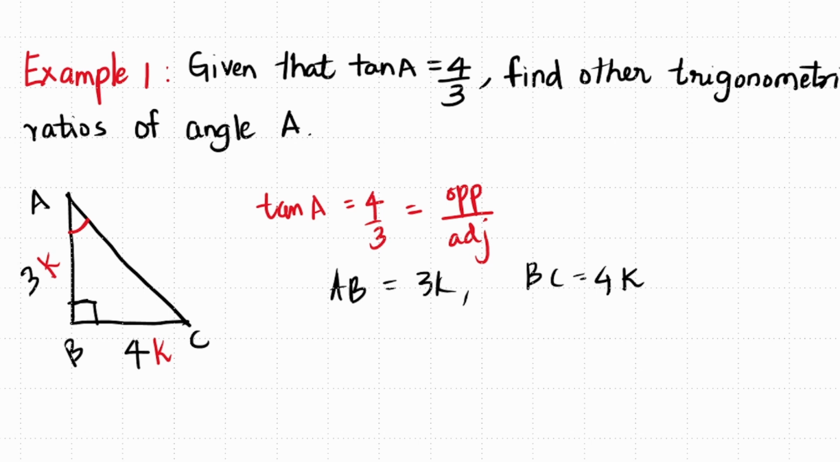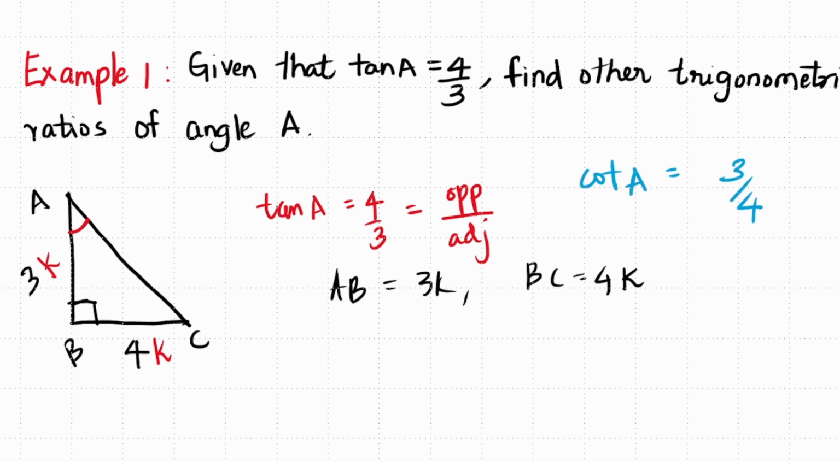To find the other trigonometric ratios, since tan A is already given, you can find one trigonometric ratio without any calculation. You know which one it is. It is cot A. Cot A is the reciprocal of tan A, which is 1 by tan A. So it's 3 by 4. You already found cot A without any calculation.